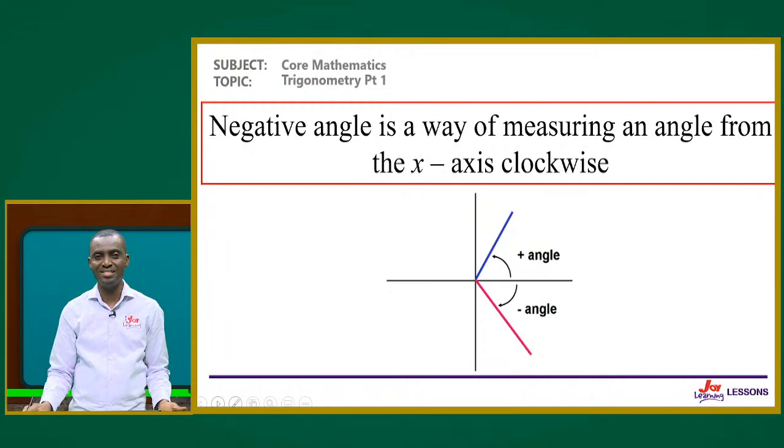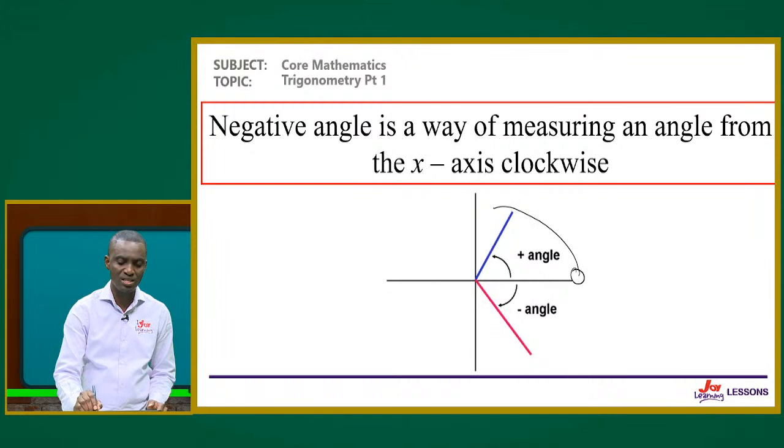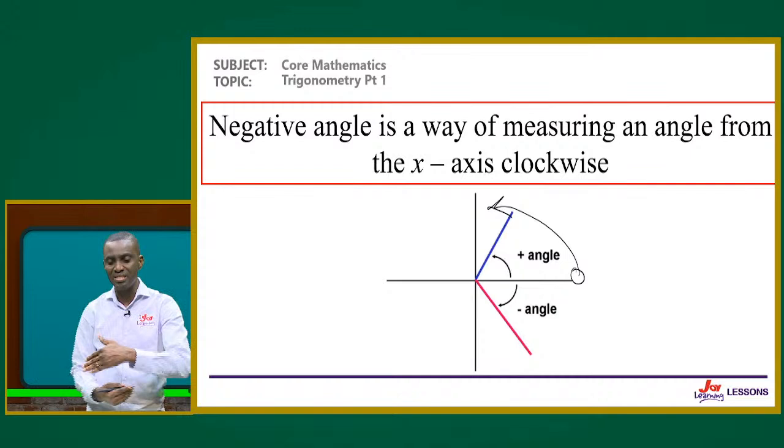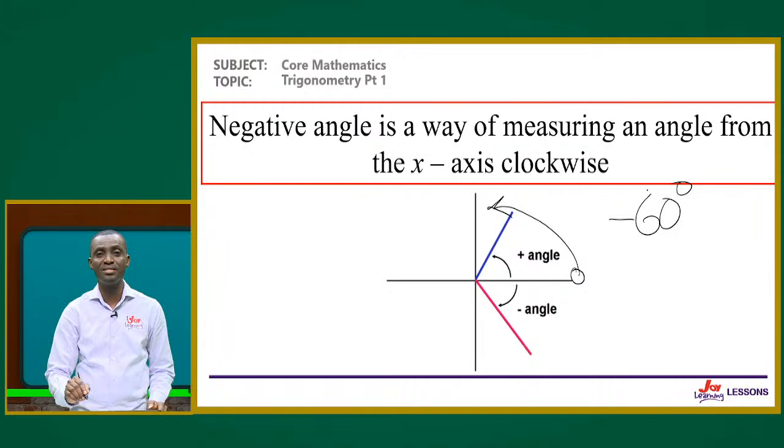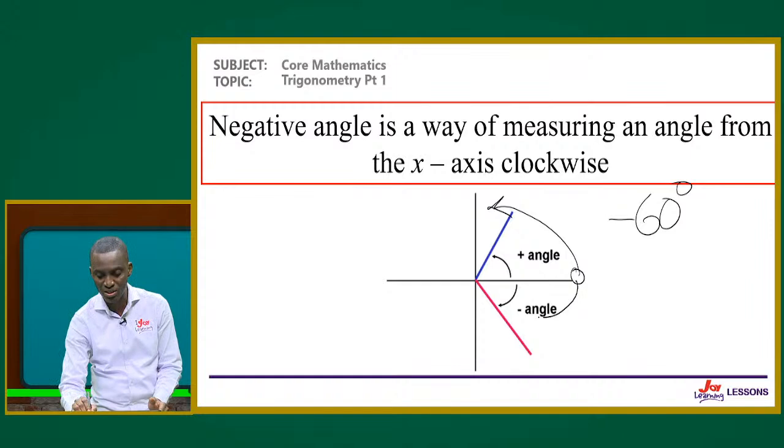But we have negative angles. And it's simply like this. Measure the angle from the origin, which is 0, and go anti-clockwise, and that is our normal flow of angles. The moment you do it the opposite way, you negate it. That's all. So negative 60 degrees simply means the angle was measured in the opposite direction. That means I started at 0 here and I went 60 degrees and that became my negative 60 degrees. That is all. That is our negative angle.